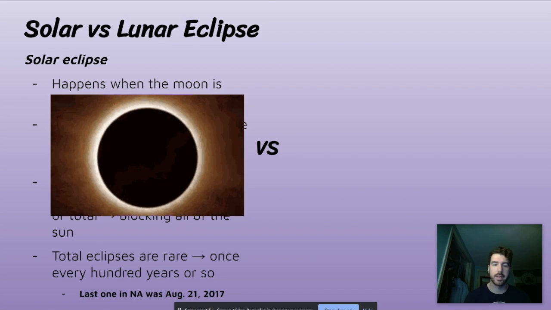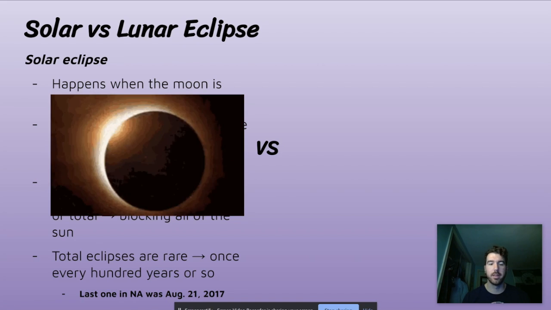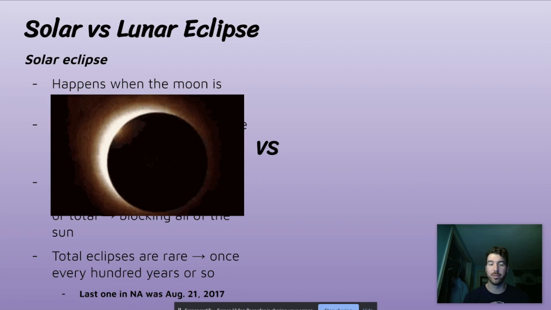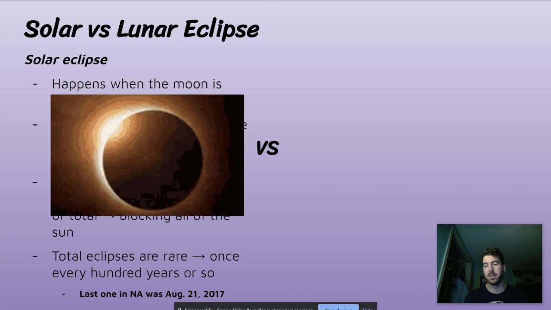So if you were viewing a solar eclipse, this is what you would see. The moon kind of slides in front of the sun and blocks the sun's rays. Do keep in mind that if you view a solar eclipse, looking at the sun is very dangerous, so you do need special eclipse glasses.